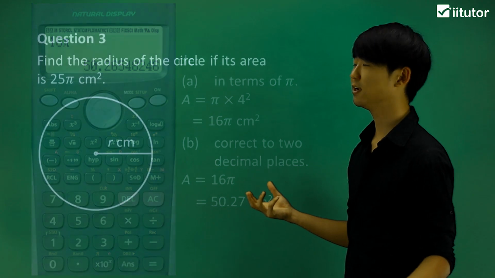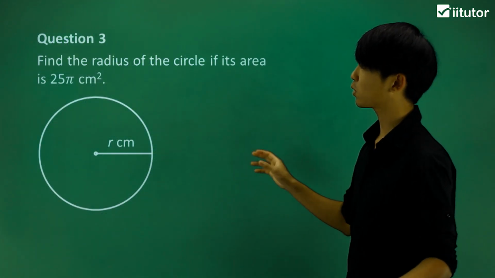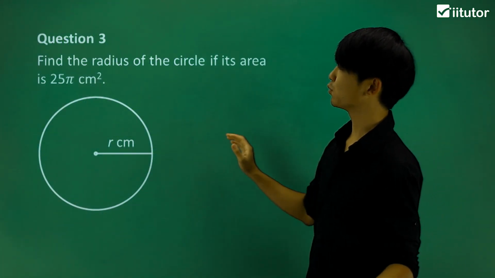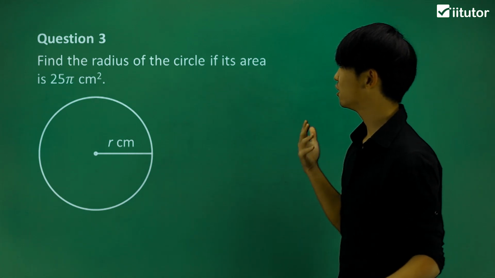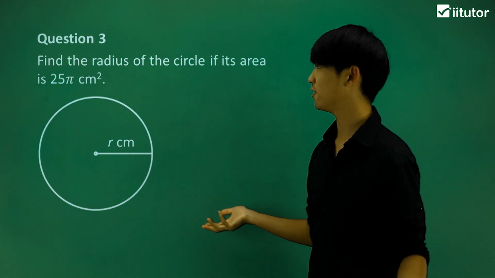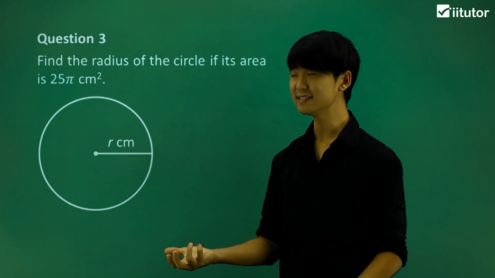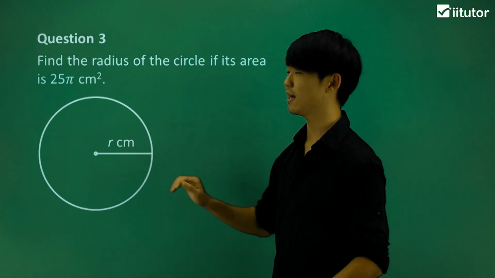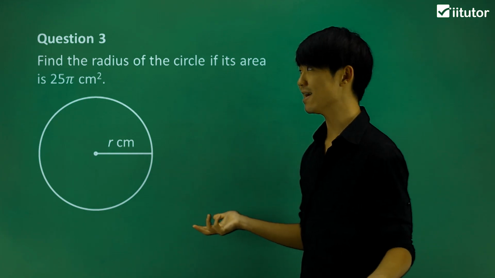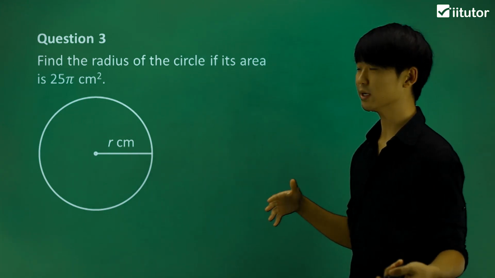This question was a nice one because it focused on the fact that the area formula uses radius instead of diameter. Now looking at the third question, we have to find the radius of the circle if its area is 25 pi centimeters squared. In this question, they gave us the area, and we're going to work backwards to find what the original radius of that circle was. So we're going to take the same approach.